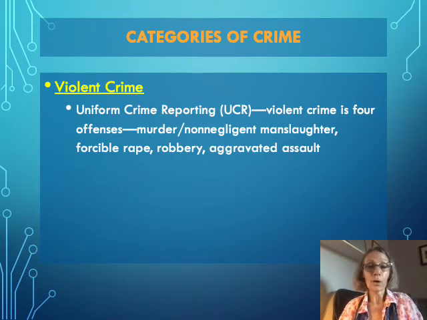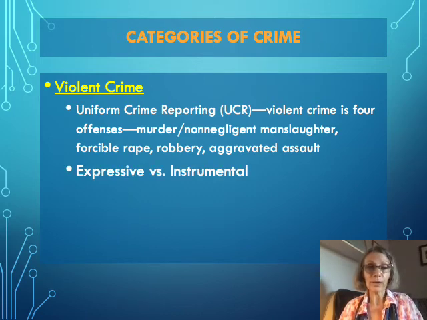And the Uniform Crime Reporting Tool defines violent crime as 4 offenses: murder or non-negligent manslaughter. And so non-negligent manslaughter would be where you intended to kill somebody, you're responsible for their death, and you did it in a way that was non-negligent, that you basically intended to do it. Forcible rape, robbery, aggravated assault. Okay, so when the Uniform Crime Report says that we see an increase or a decrease in violent crime, those are the crimes that they're talking about.